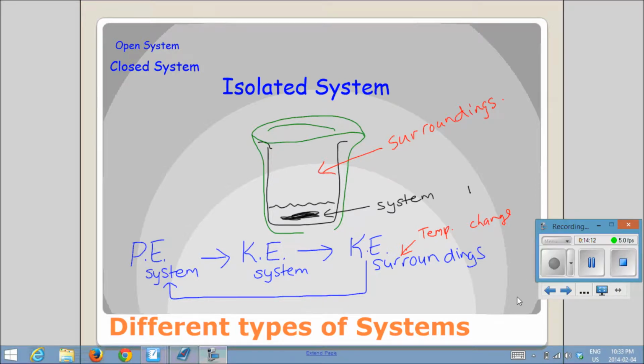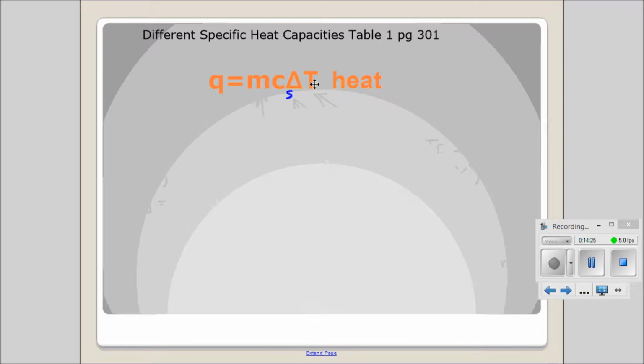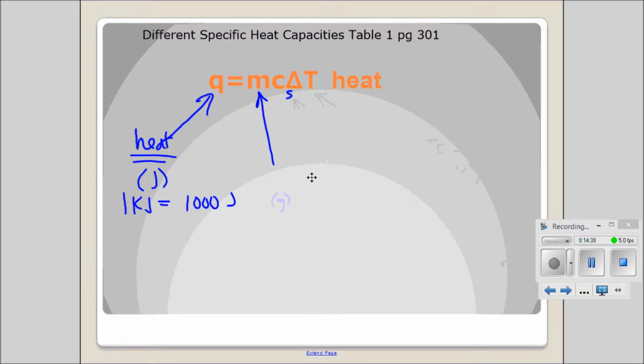Okay, to measure this change here, or the change in the kinetic energy of the surroundings, we need an equation which we're going to use temperature change for. The equation is Q equals m c delta T, where Q is equal to heat. So Q is a heat term, and it's measured in joules. 1 kilojoule equals 1,000 joules. M obviously stands for mass in grams.